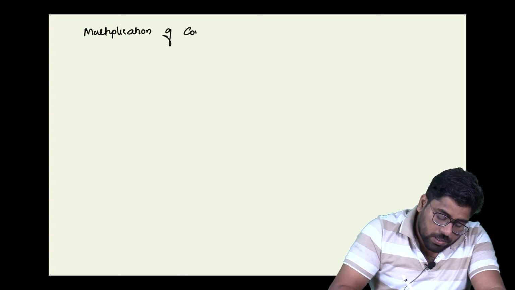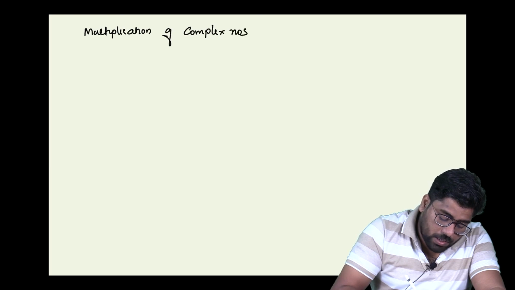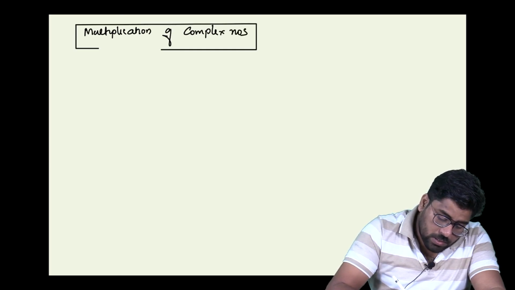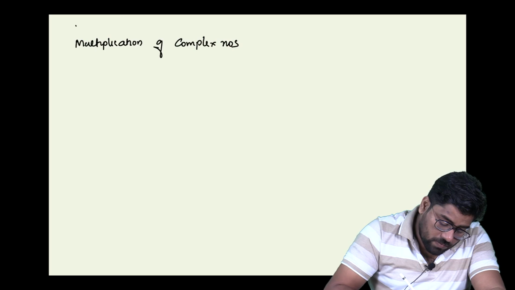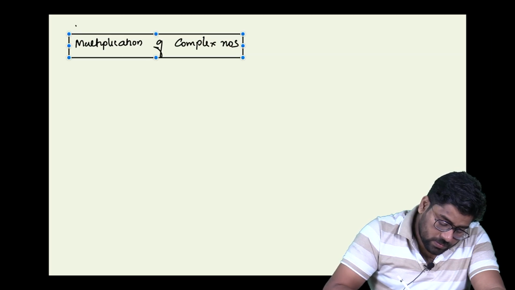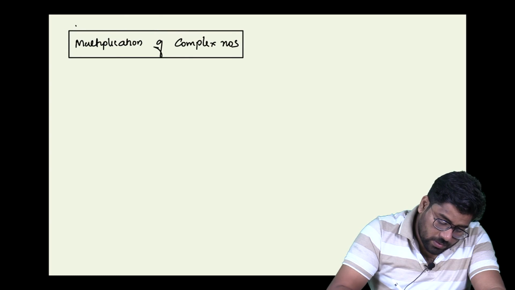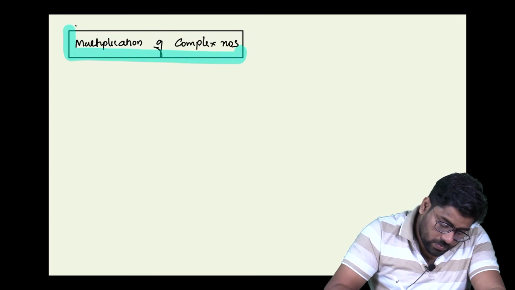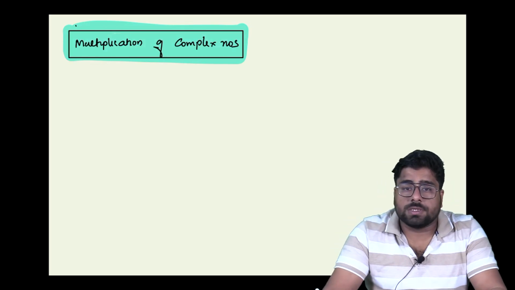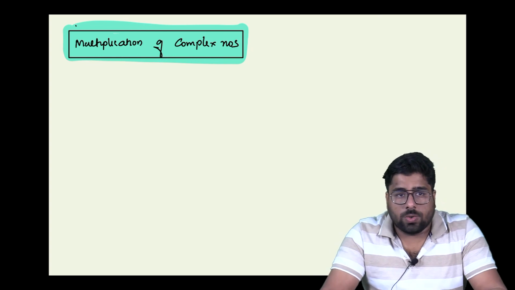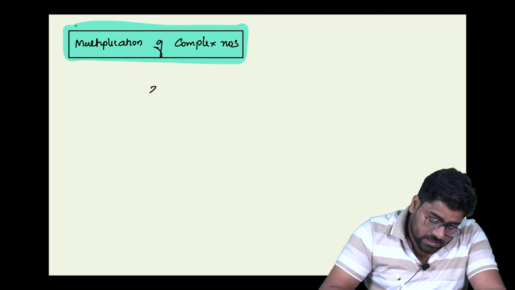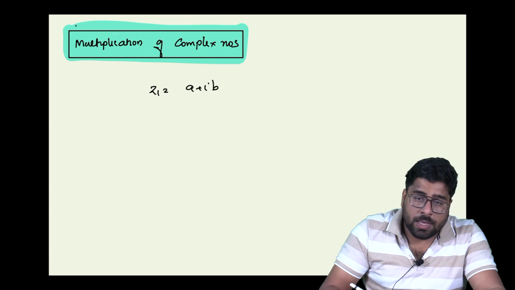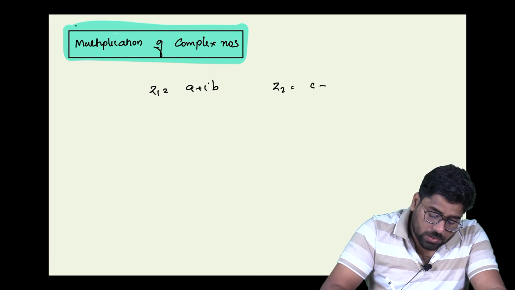Yes, so we are looking into the concept of multiplication of complex numbers. So in this case, what can we actually do? Let us try to understand it. When I am having, say, z1 is equal to a plus ib, and I am having the next complex number z2 is equal to c plus id.